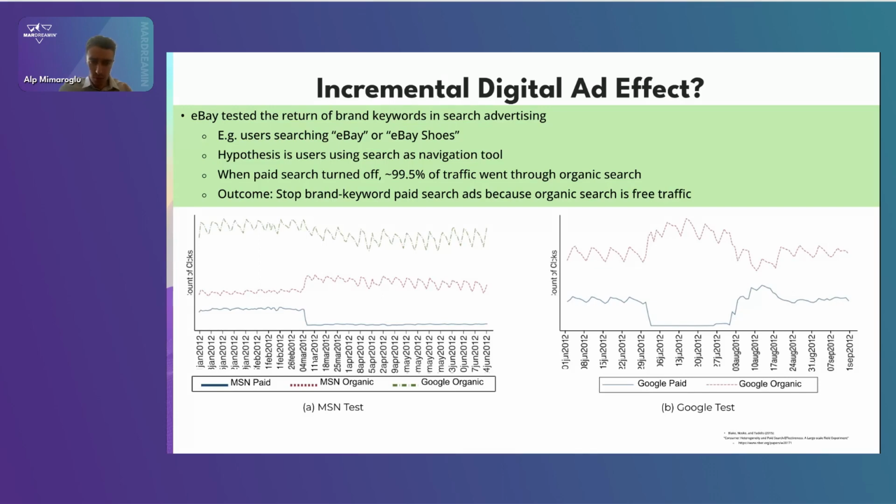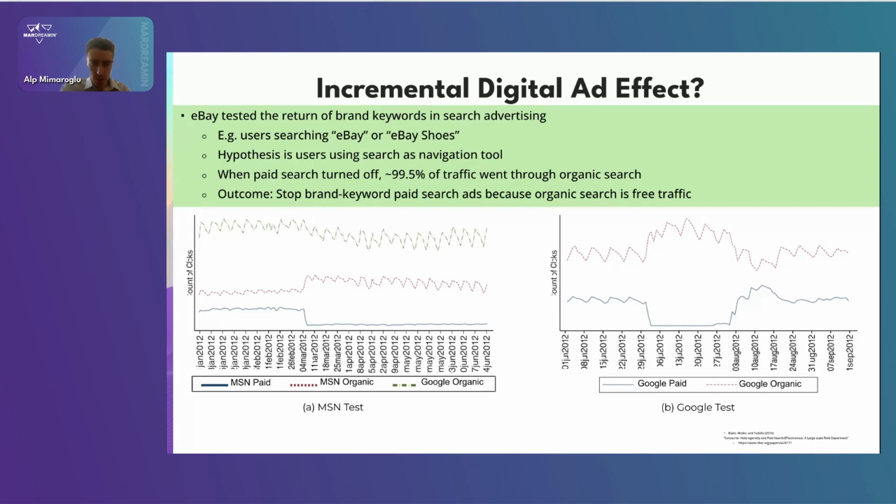So eBay was running paid search for company name and then product. So company name, eBay shoes. Say I'm shopping for eBay shoes, and the ad pops up, I click, and then the person purchases. So that was getting a lot of traffic. So eBay made a hypothesis: they turned off the paid advertising in some areas, not fully off, because they wanted to run a test.